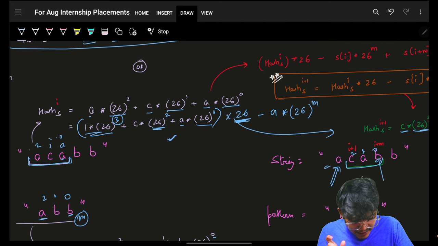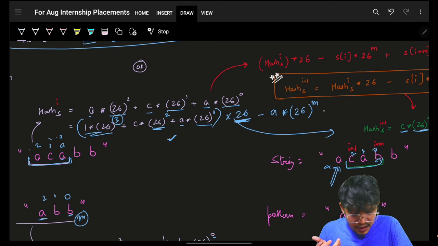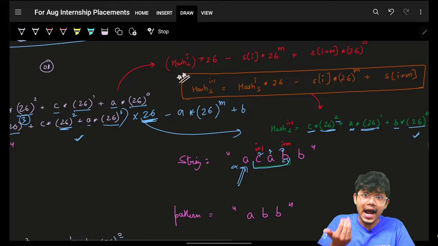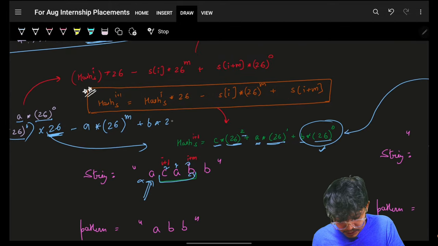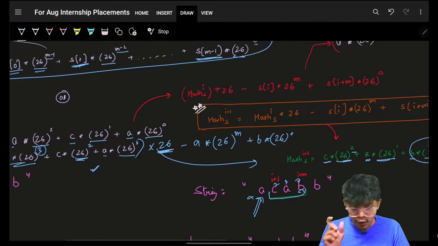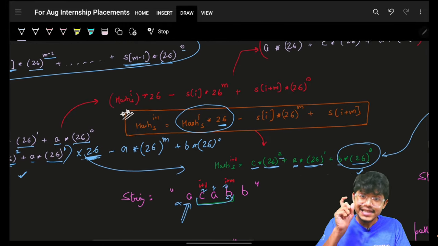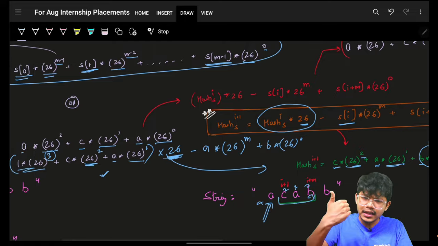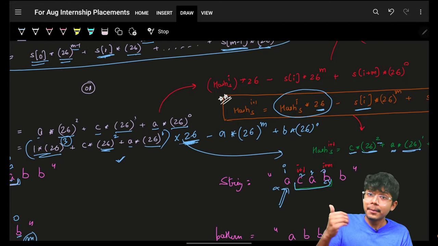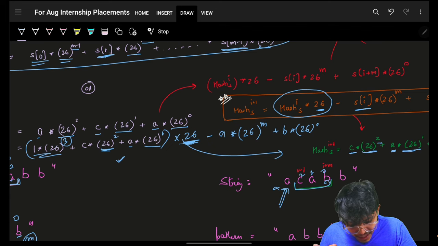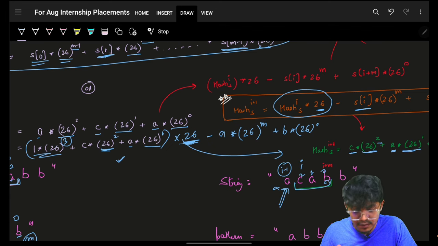Okay, this element is gone, but I have to add the last element, which is nothing but B. So I'll add a B, but again, add B with what? B multiplied by 26 raised to the power 0. So that's how, from my existing hash, I'll multiply by 26, subtract my S of I, again considering my I is here itself. Again, when I show you the code, my I would have moved on, so my I would have been here. So I will actually be referencing with I minus 1.